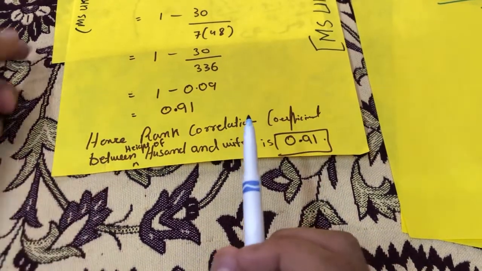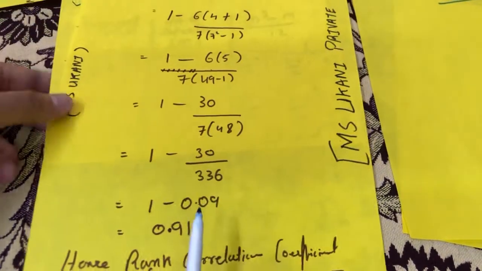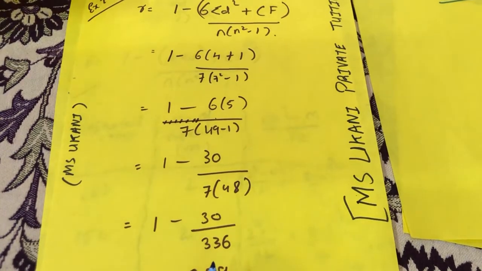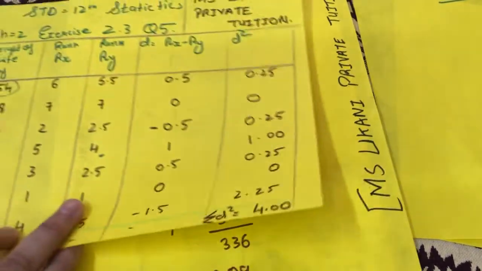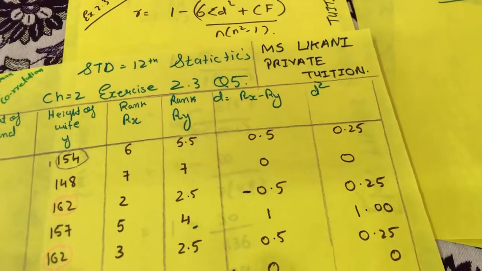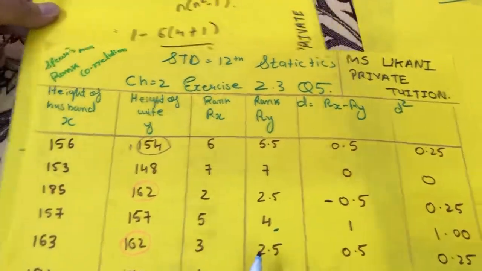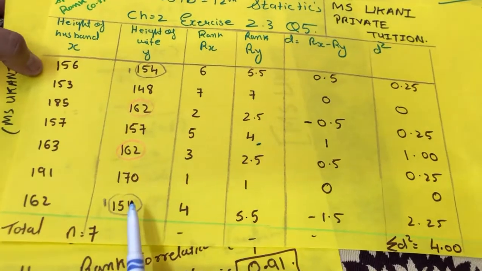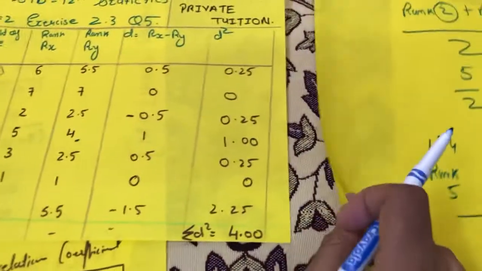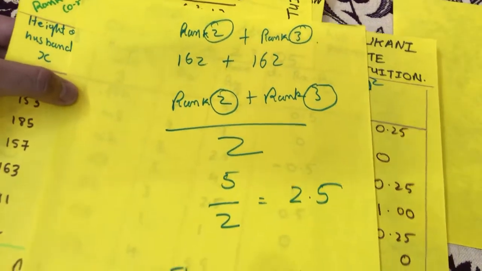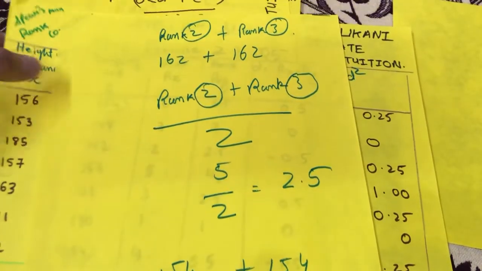So in this way, we have calculated sum 5 in exercise 2.3, chapter number 2, which is related to the Spearman rank correlation method. The main thing is, when a number is getting repeated, we have to calculate CF, which I have explained in the sum like this. Okay.